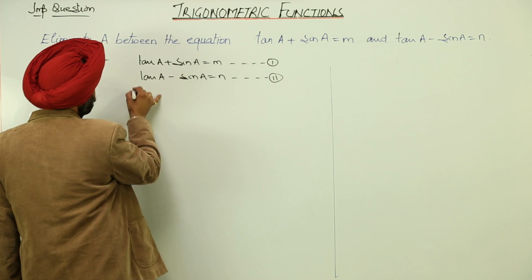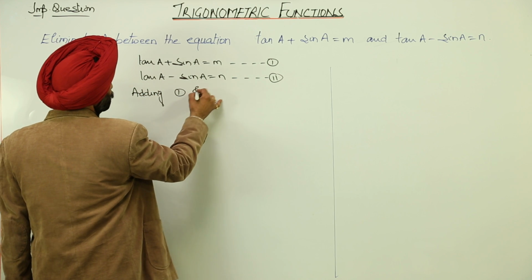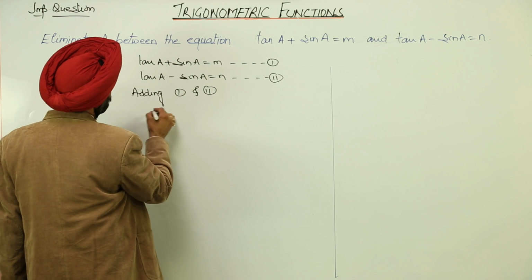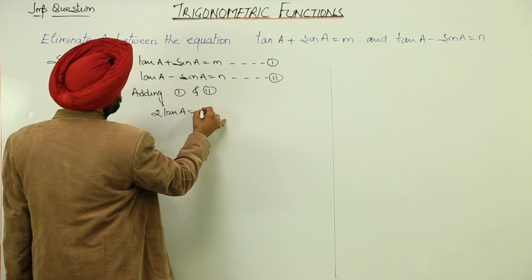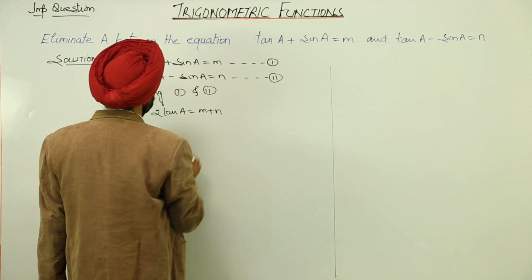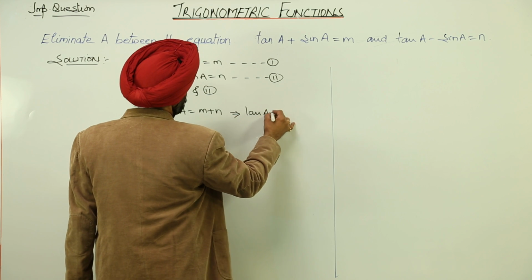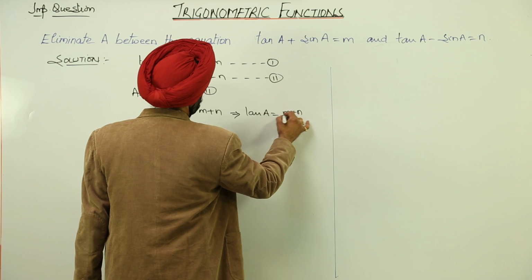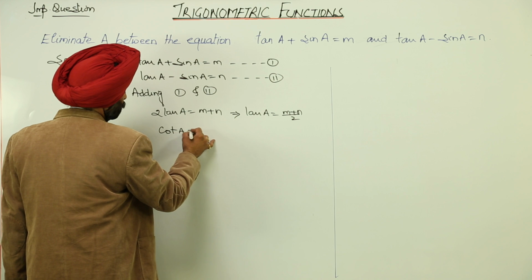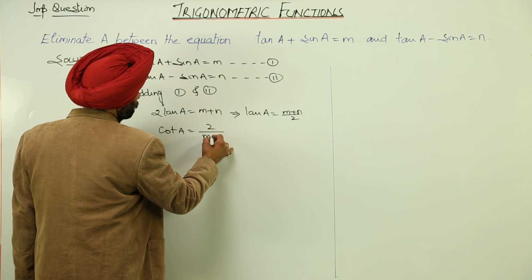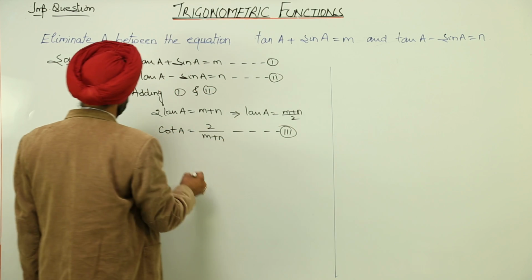Now adding 1 and 2, 2 tan a is equal to m plus n. Tan a is m plus n upon 2 and cot a is equal to 2 upon m plus n. Third equation.